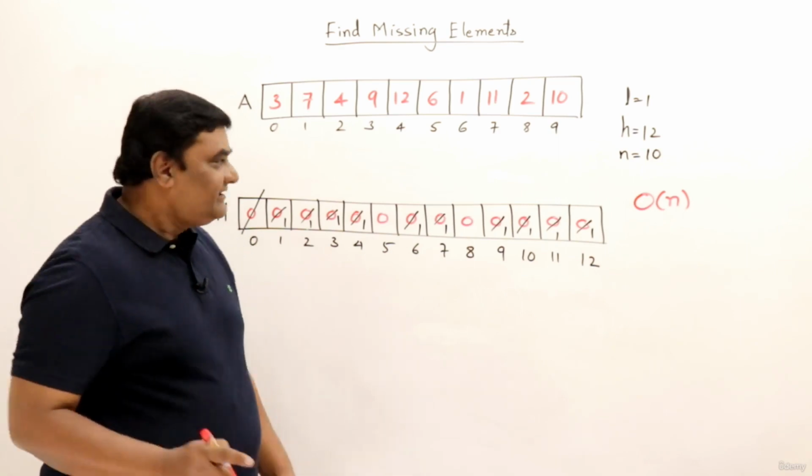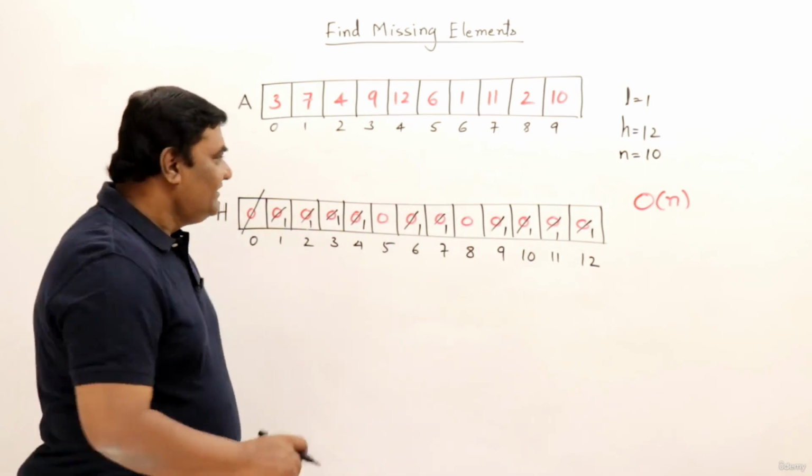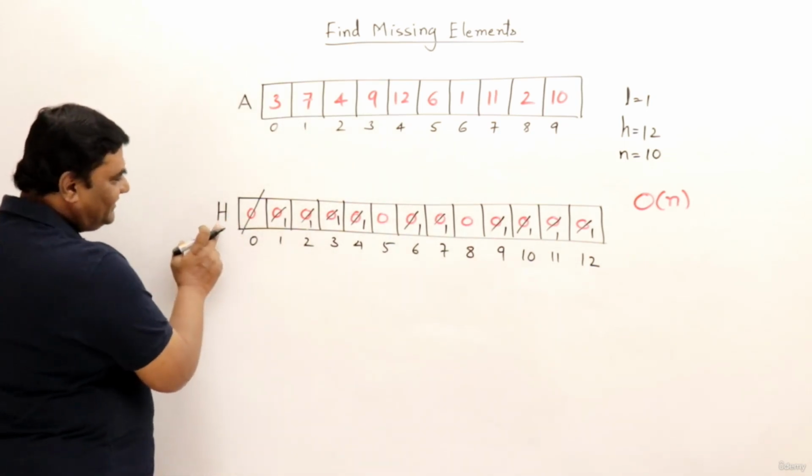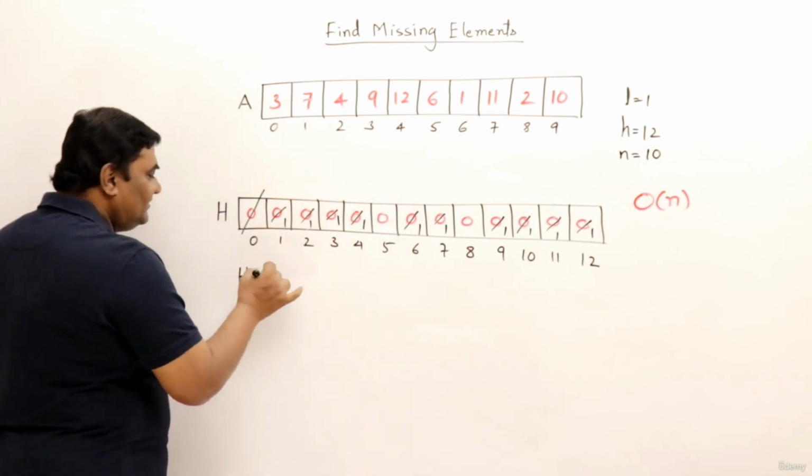Now one more thing in analysis. What do you call such an array? See, I have given the name as h. So usually this is a hash table.